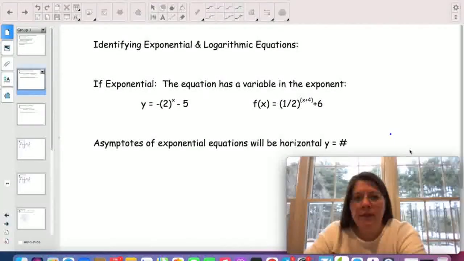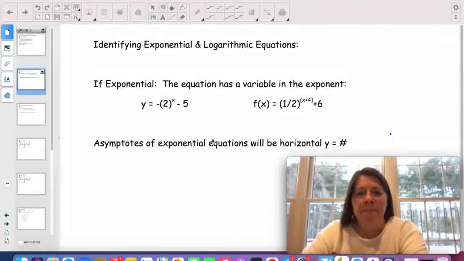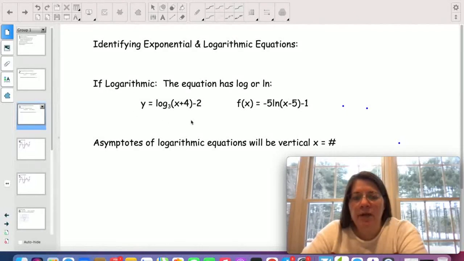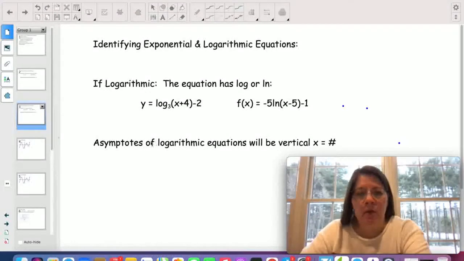So the first thing that we're going to do is identify whether something is an exponential or a logarithmic equation. And to do that, if you just look at the equation here, this one is exponential. This one is also exponential. You know they're exponential because the exponents involve variables. That's what makes them exponential equations. Exponential equations will have horizontal asymptotes. To identify logarithmic equations, they will either have a log or a natural log, ln, in the actual equation. So they're pretty easy to identify when you're given the equation. And logarithmic equations will have vertical asymptotes.